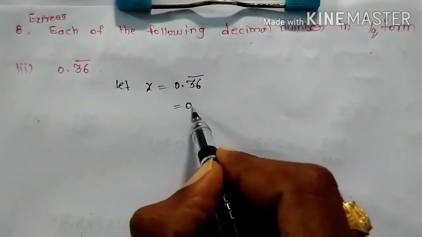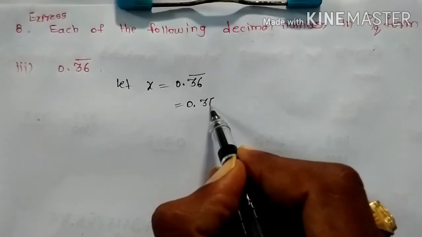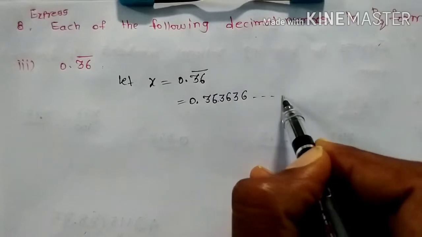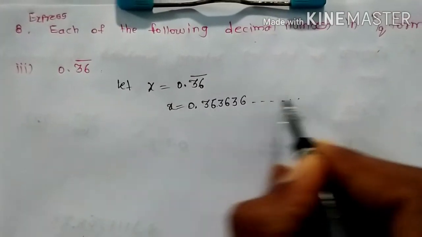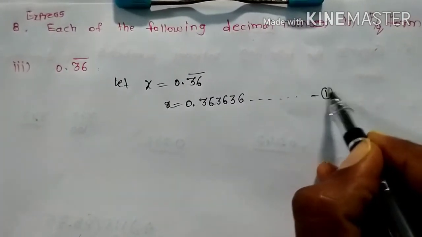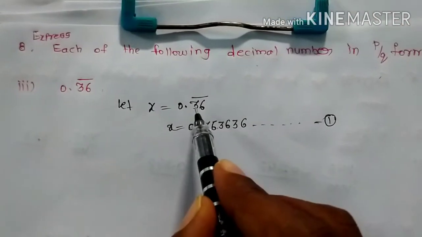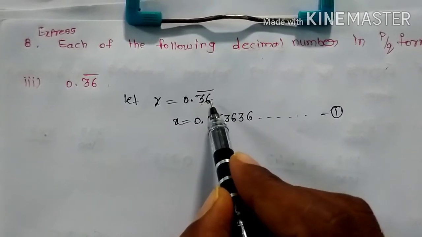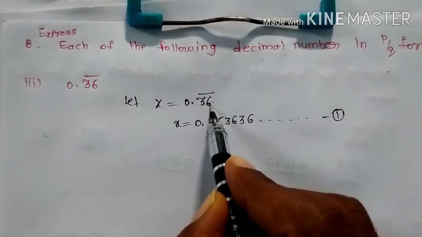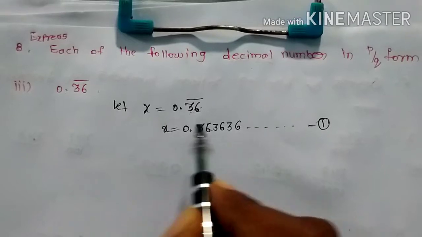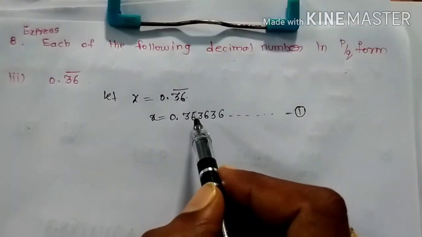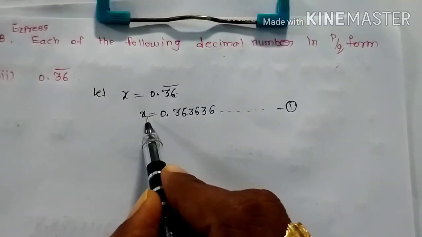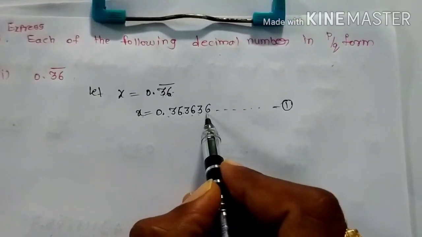That means can I write here 0.36 bar? Only 36 is repeated. 36 means 36, 36, 36. You have to write it. You can take this as the first equation. See how many digits are repeated. 2 digits are repeated. One is 3, one more is 6. That means 36 is repeating. So already you have studied in the 9th class what is the period, what is the periodicity. Once you observe here, x is equal to 0.363636.